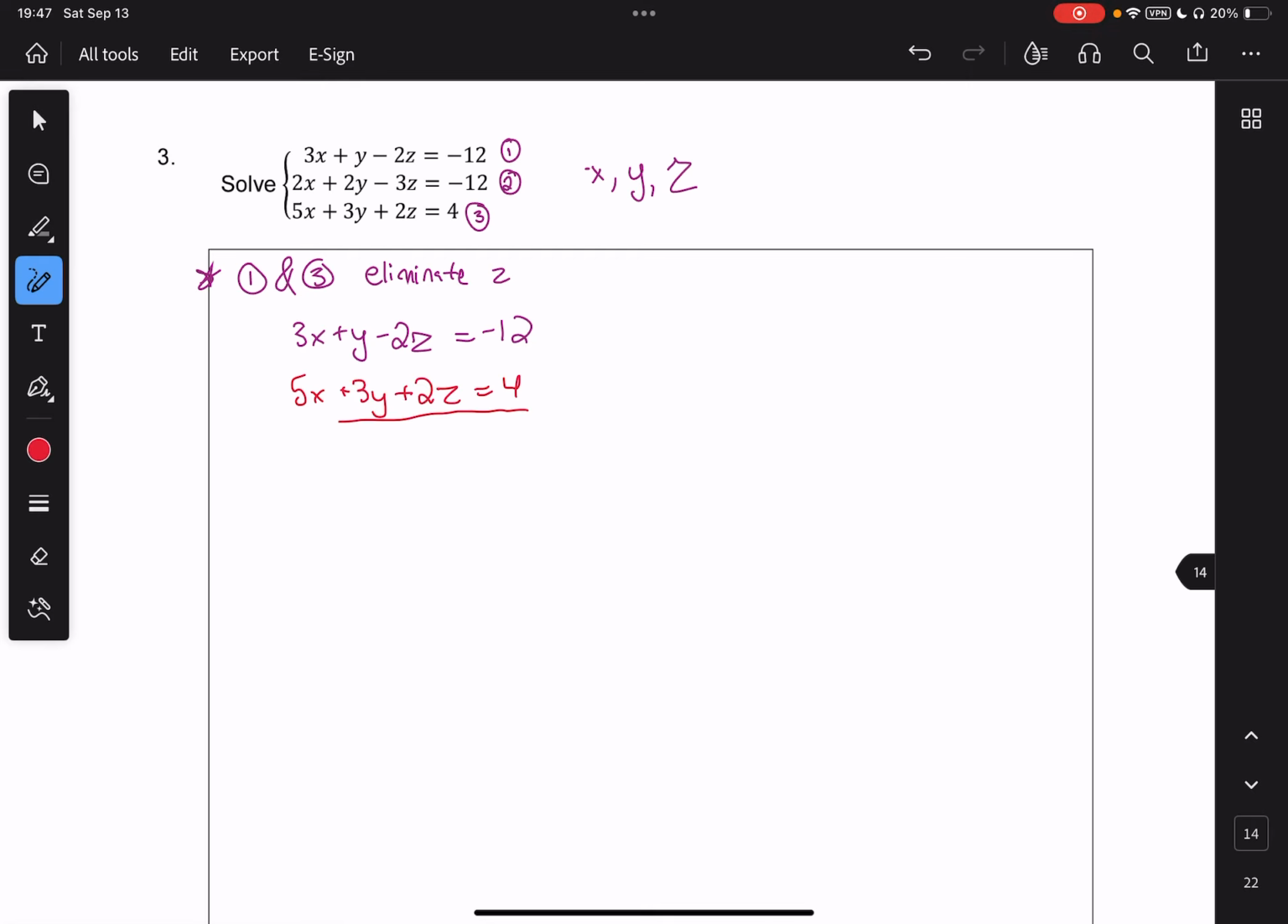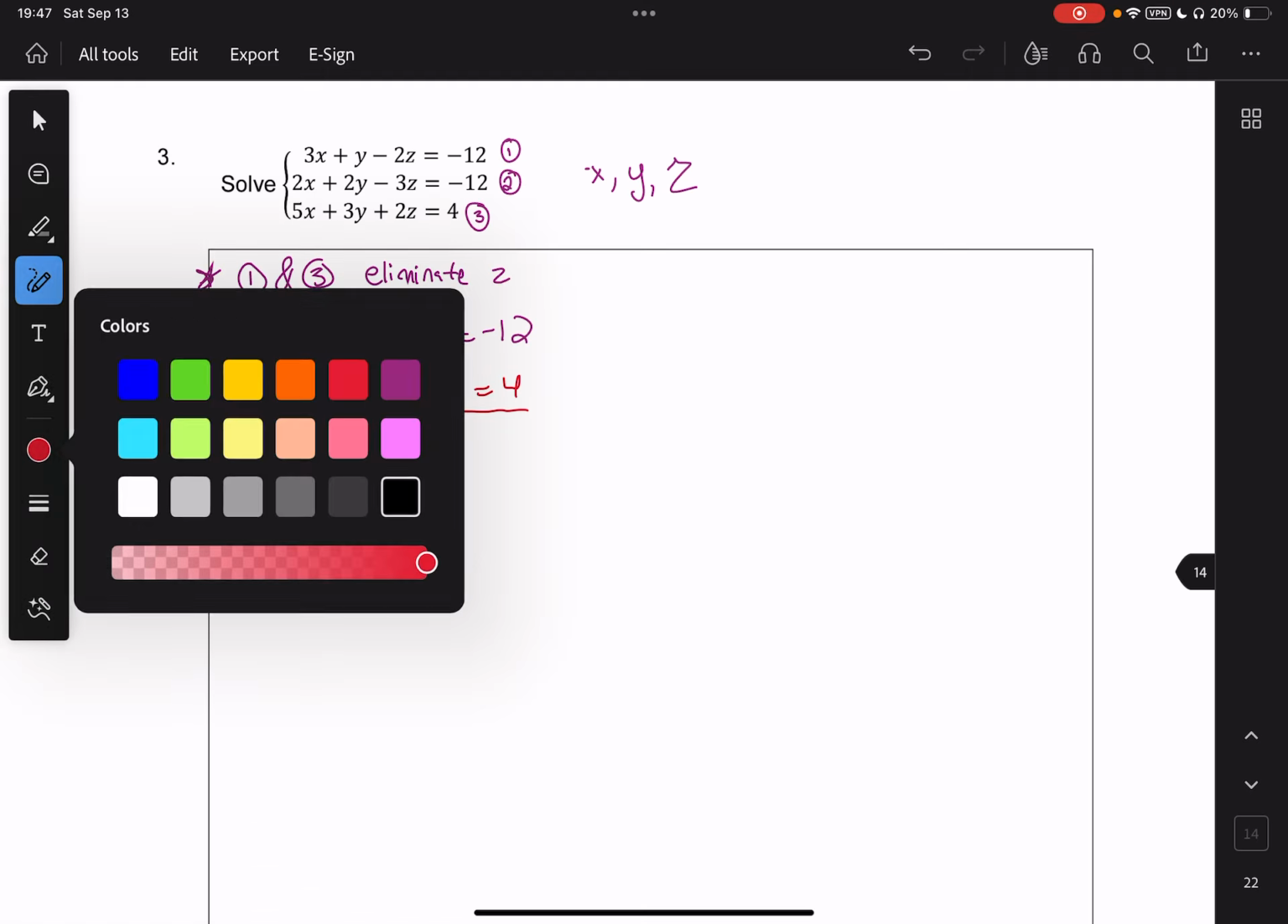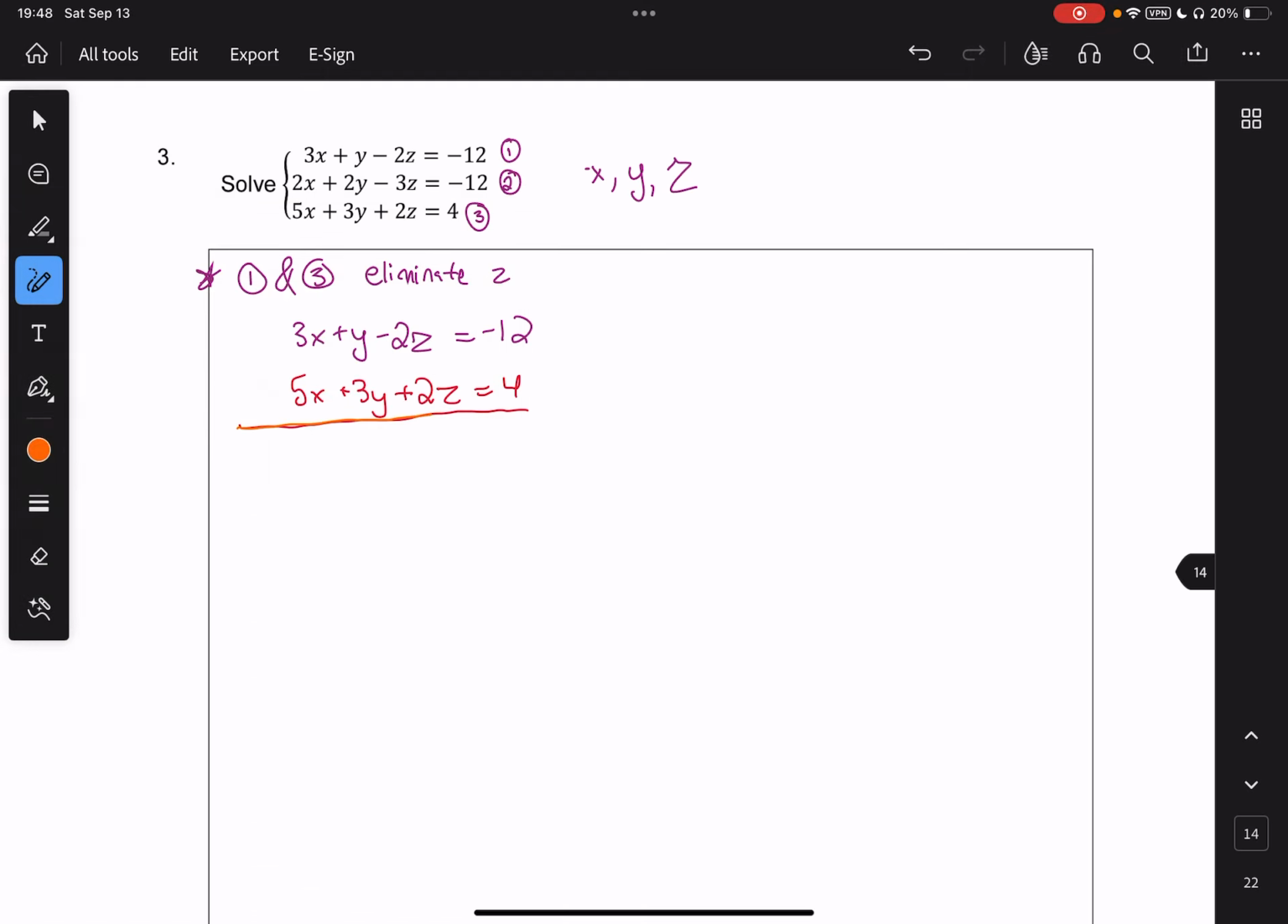So when we eliminate, it doesn't necessarily mean that we subtract the equations. It just means we're eliminating a variable. In this case, we're not going to subtract because instead of negative 2z plus 2z, it would be negative 2z minus 2z, and then we would get 4z, which is not eliminating. We want to eliminate, so that's why we just add them together.